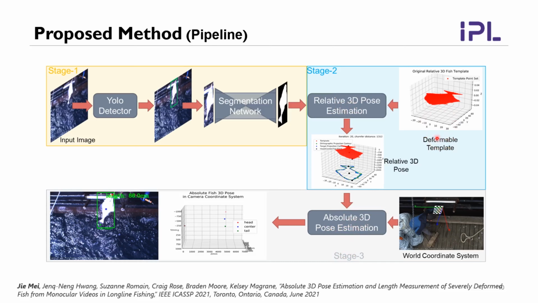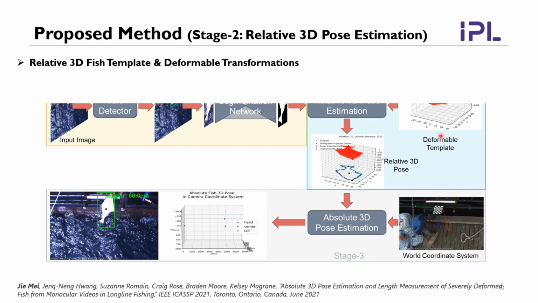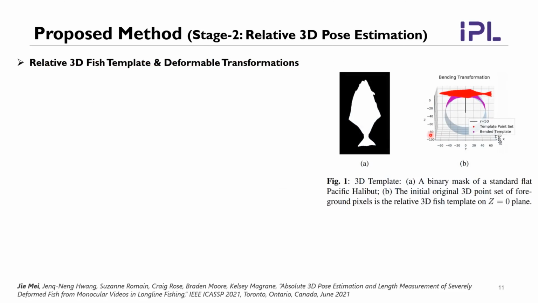Next I will introduce this deformable template in stage 2. To construct a Pacific halibut template, first, we download a binary mask of a standard flat Pacific halibut. Then using the foreground pixels, we construct the initial original 3D point set, which is the red point set in this figure. We denote the original point set as S0. Because halibut is a kind of flat fish, we set Z values to 0, which means no thickness, for simplicity.